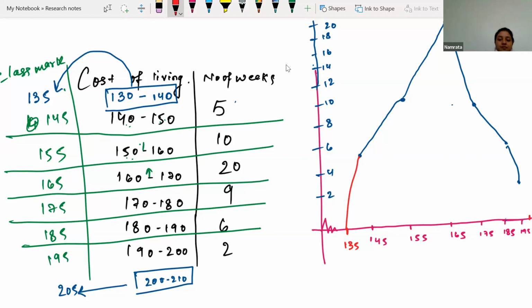205 is the next class mark and we will be joining it like this. This is our frequency polygon without the help of histogram.